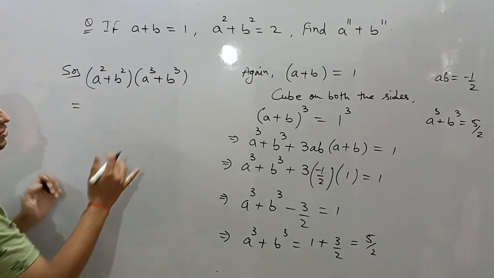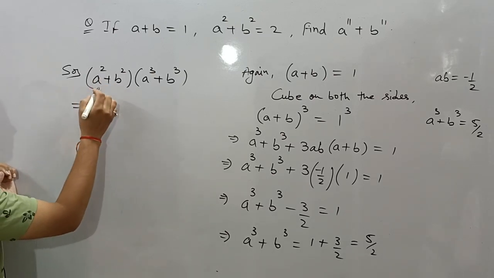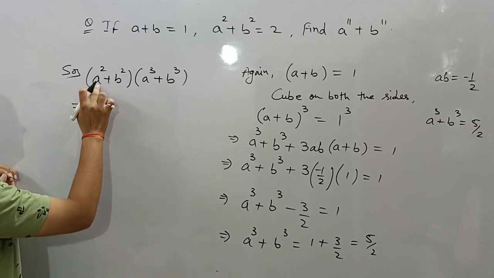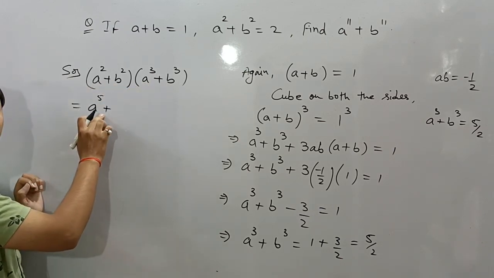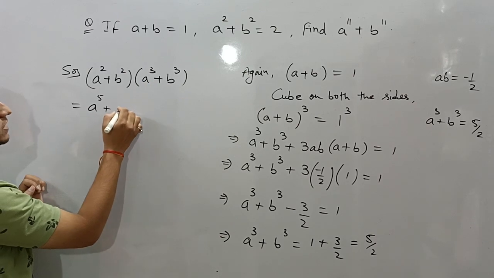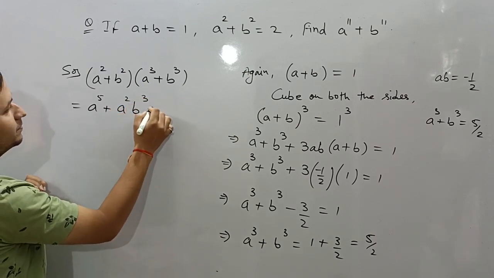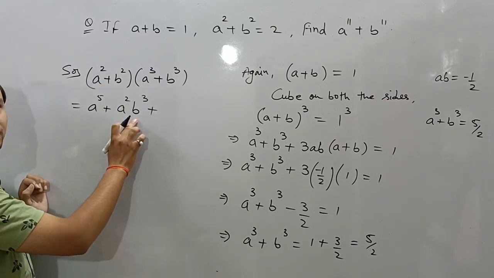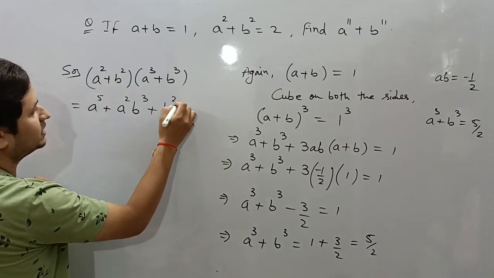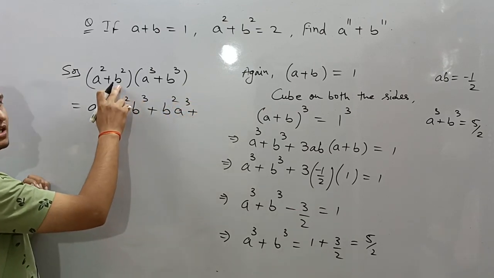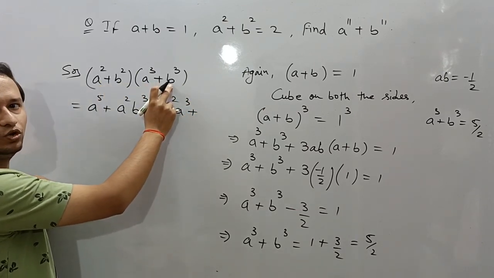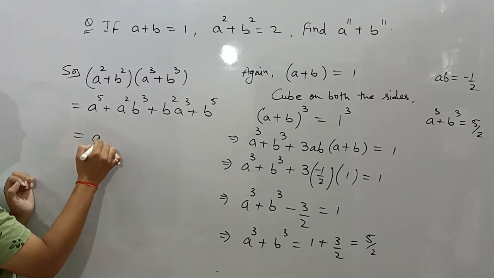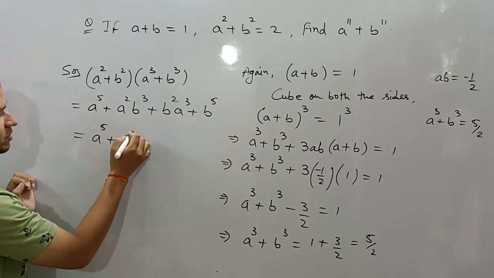So this will be equal to a to the power 5, plus a square into b cube, plus b square into a cube, and this is b square into b cube, which is b to the power 5. Got it? So we get a to the power 5 plus b to the power 5.